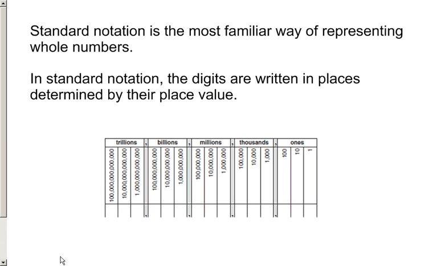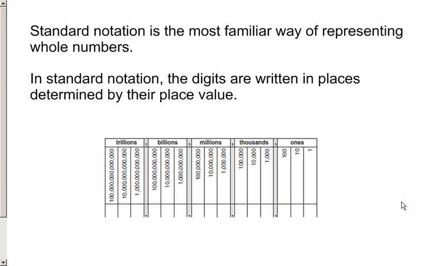Standard notation is the most familiar way to represent numbers. In standard notation, the digits are written in places that are determined by their place value. So it's the typical or usual way we write numbers. And I put a place value chart on the screen for you. If you look at it, you can see that there are some patterns in this chart.